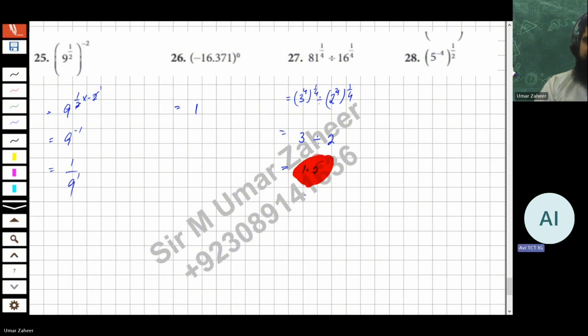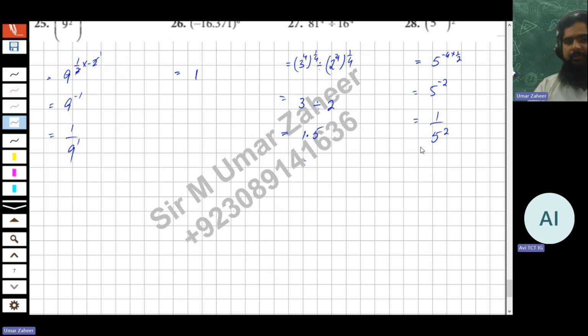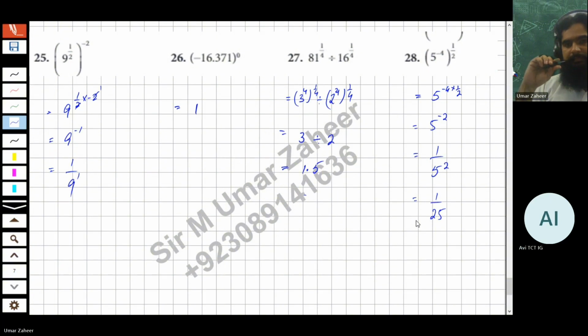Clear? Yes, sir. All right. So 5 raised to power minus 4, whole raised to power 1 by 2. So first of all, apply the power, multiply by 1 by 2. So 2 times 2 is 4. You will get 5 raised to power minus 2. Convert the negative indices into the positive one. So take it into the denominator. So 1 by 5 square will become 1 by 25. Clear? Yes, sir.